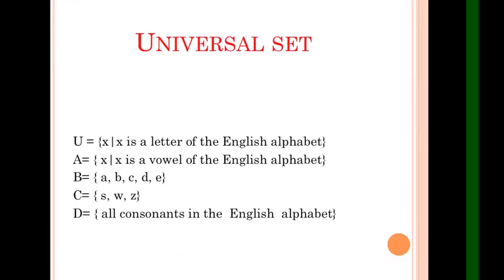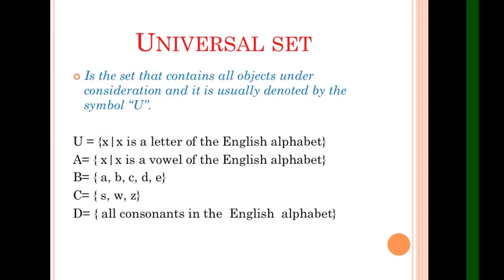Now, when we are talking about universal set, it is the set that contains all objects under consideration, and it is usually denoted by the symbol U. For instance, this is an example natin, we have this universal set. So this one is a universal set.